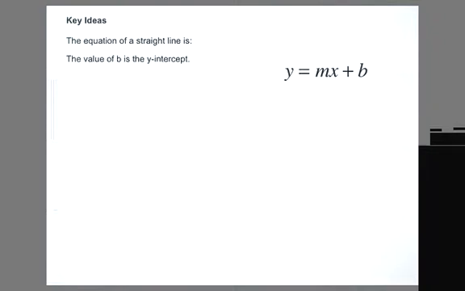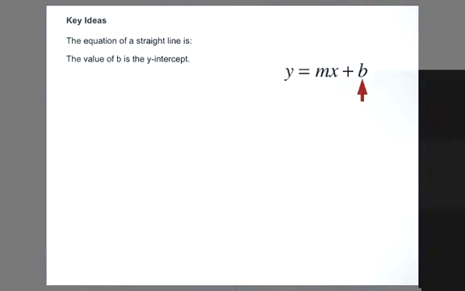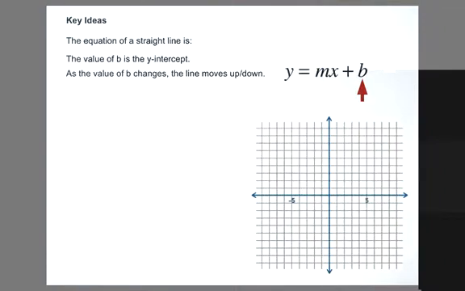Key ideas continued. The equation of a straight line is given by y equals mx plus b. The value of b is the y-intercept. As the value of b changes, the line moves up or down. When we look at a Cartesian plane, with the line y equals x, it seems to cut the Cartesian plane exactly in half at the origin.